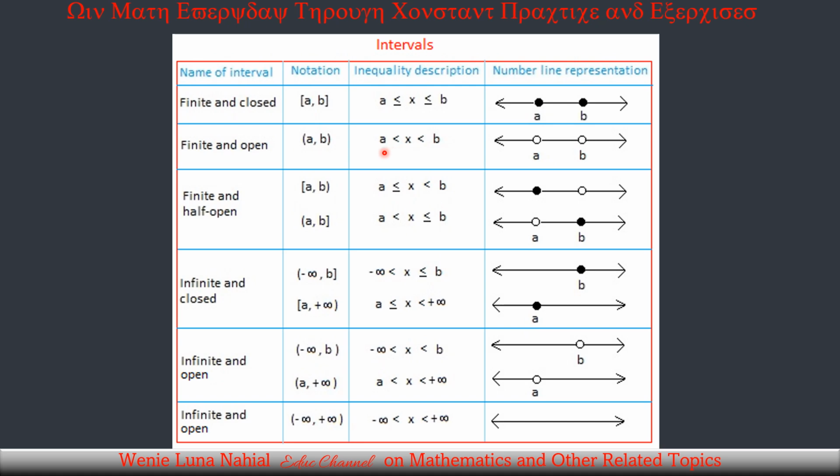In terms of inequality, it is written like this. And on the number line representation, we see that it's not solid, it's a hollow dot, meaning to say A and B are not included. Then we have here finite and half open. So we have here half open to the right. So the open is right. So we have this one, the inequality, the equivalent.